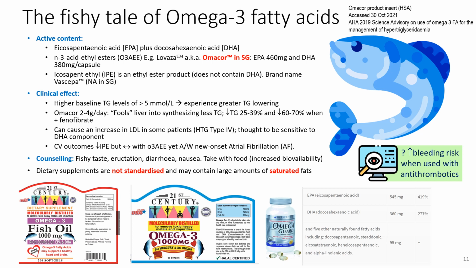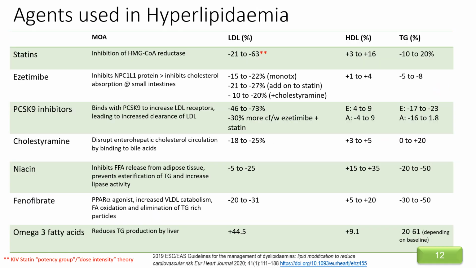Now you know why it's a fishy tail? So with this slide, I just wanted to recap the TG lowering potential of fenofibrate. It can be up to 50%. And the effect of omega-3 fatty acids, again, is dependent on how high the baseline is. The higher the baseline, the more the reduction. And together with fenofibrate, it can actually reduce triglyceride levels up to 60 to 70% when used in combination.